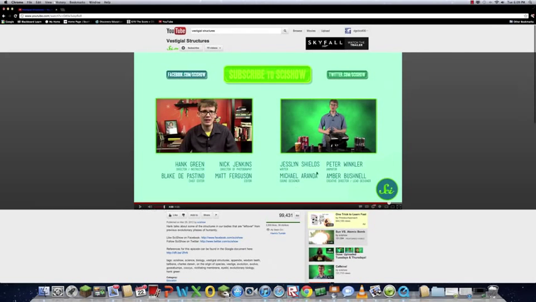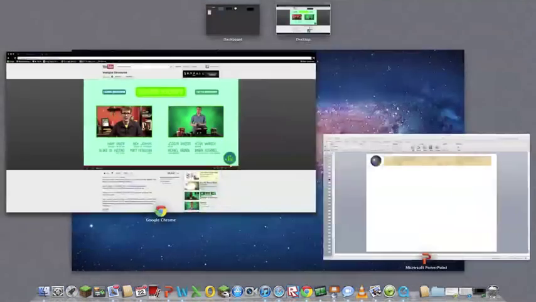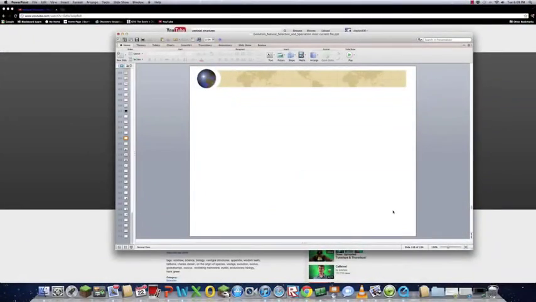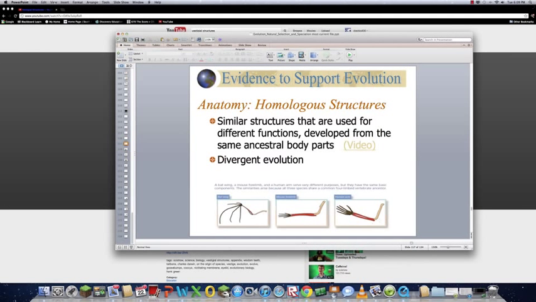All right, so that's a little bit about vestigial structures. Actually pretty cool when we look at the importance of vestigial structures. These are structures really that aren't that important anymore. They are leftover structures from a bygone era. That's what vestige means.